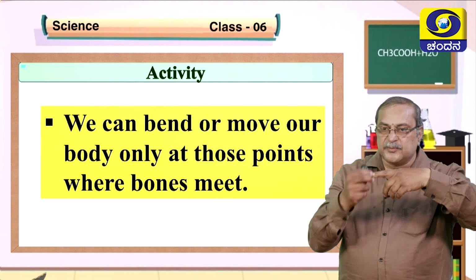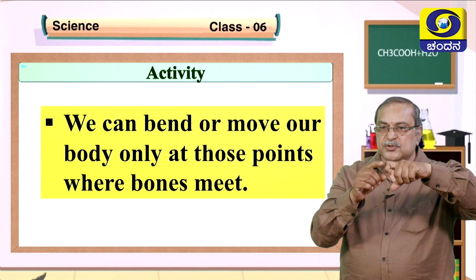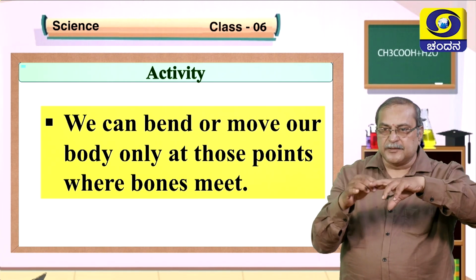We can bend or move our body only at those points where bones meet. See, here bones are meeting. So, here 2 bones are here, and I can bend like this. It is a small bone, so I can bend a little. So, this can be done.